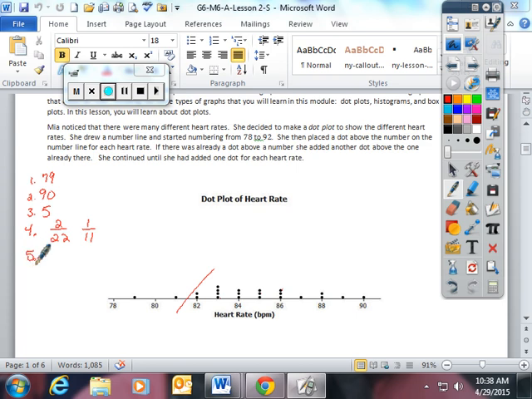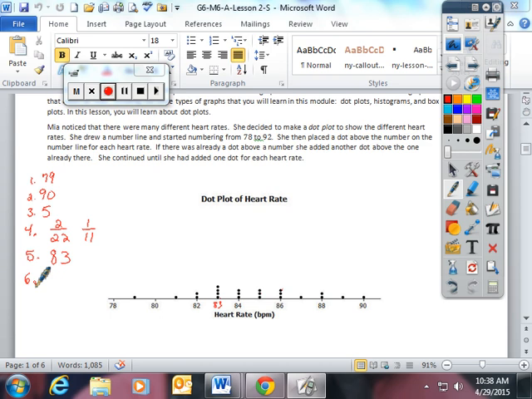Okay, question 5. What was the most common heart rate? The most common heart rate in a dot plot is going to be located by the highest amount of dots. That is going to be found right here. 83 beats per minute is the most common heart rate.